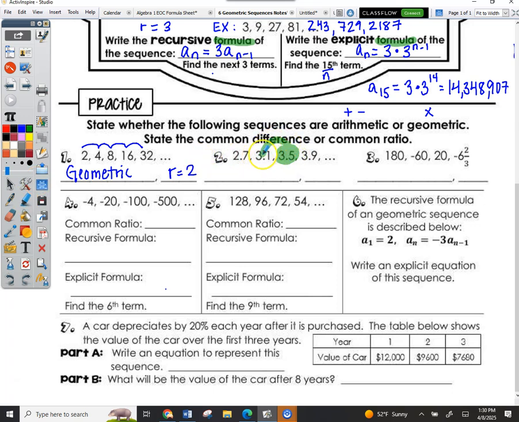3.5 minus 3.1. Recheck that. 3.5 minus 3.1. What do you get? Leave it. Repeat. 3.9 minus 3.5. 0.4. The fact that you got the same thing tells you that now you have your answer.